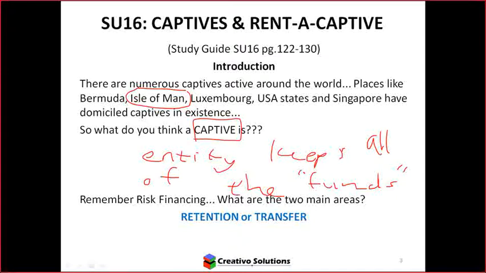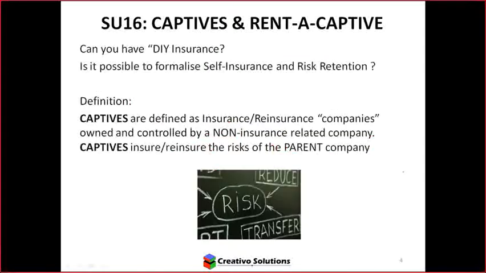Alright, so remember risk financing. There's two types of risk financing, retention or transfer. Do you agree? Yes. Which are we looking at here, the retention or the transfer? Retention. We look at the retention, but the retention here is going to be transferred to a captive. Okay, so can you have DIY insurance?